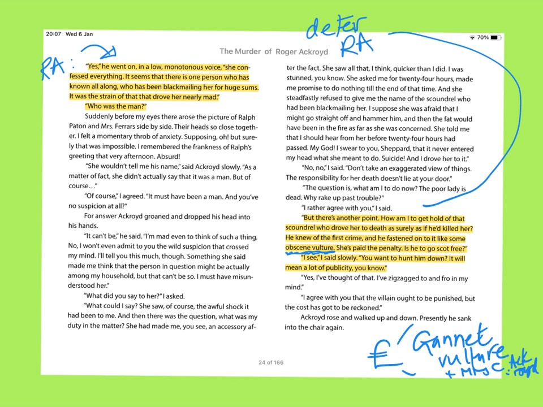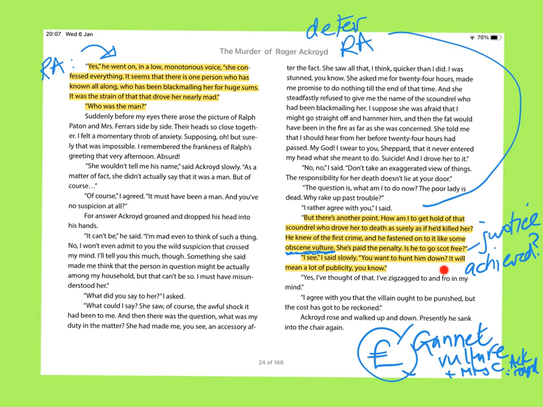Certainly not respectable. She's paid the penalty. Is he to go scot-free? Well, in a way, yes. His suicide means he evades justice and proper legal punishment. Again, looking to deter Ackroyd as well.